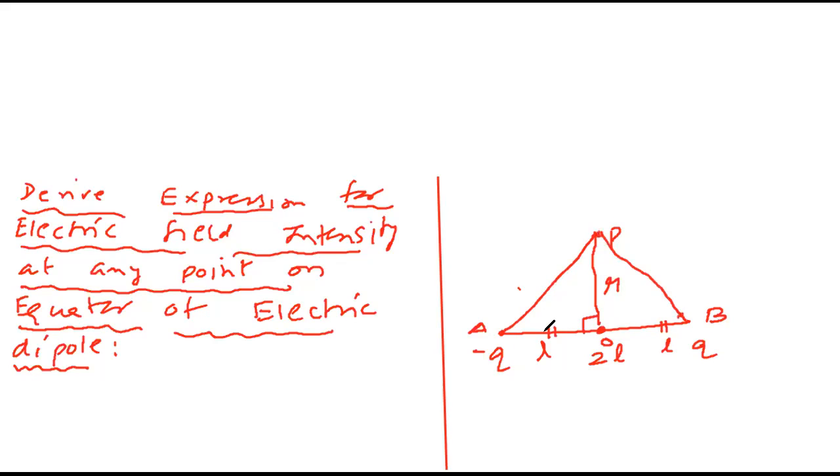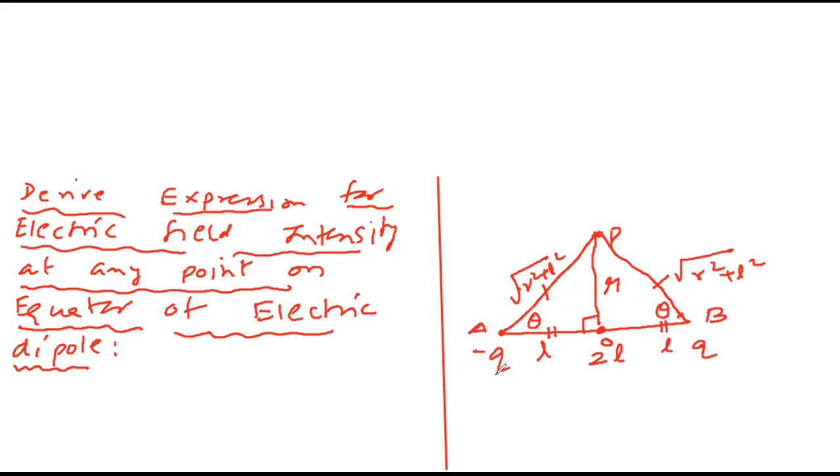Clearly we can see that AP is the same as PB, which is root of R square plus L square by Pythagoras theorem. Therefore, the base angles will be congruent because it becomes an isosceles triangle. So angles PAB and PBA we can take as theta.